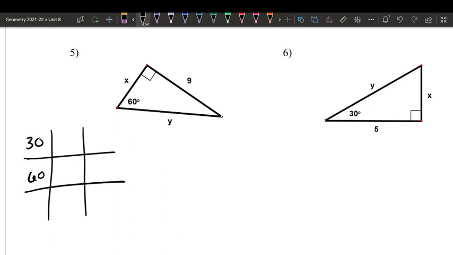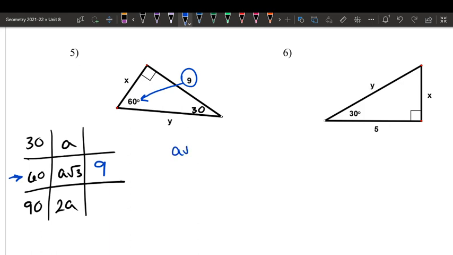30, 60, 90. A, A square root 3, 2A. There's my 90, it's the box. 60, so I'm going to fill in a 30 for the other missing angle. And I start with 9. I have a side length of 9. The angle across from that side is 60 degrees. So 60 degrees is where I'm going to fill in the 9 on the row of 60 degrees. And now I have an equation.